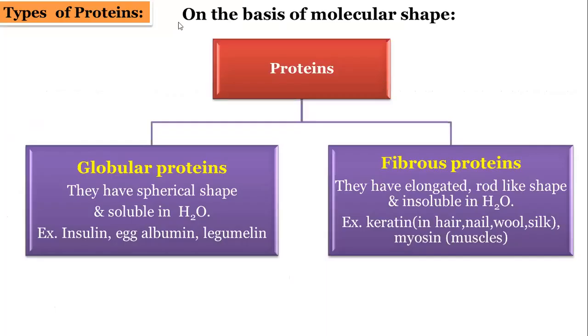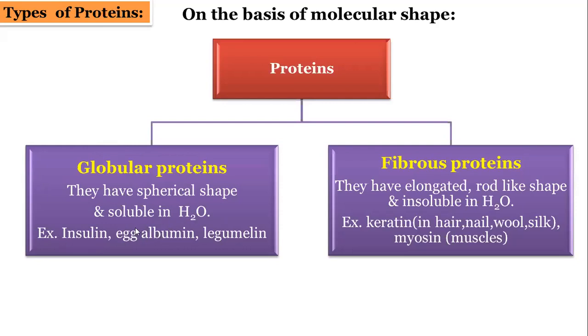Then today I will start the next part. It is the types of proteins. There are two types of proteins on the basis of their molecular shape. Globular means these are spherical shaped proteins. They have a spherical shape, and these are soluble in water. For example, insulin is a globular protein.